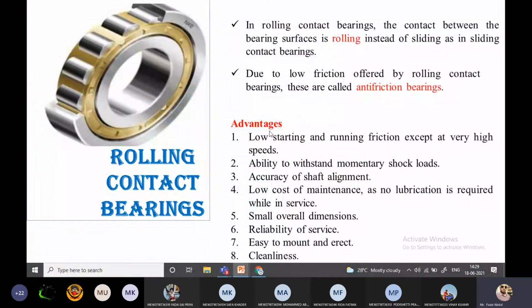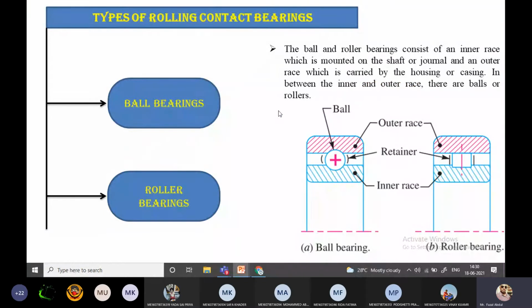So I think you got some clarification about how the bearings work and their applications. Now coming to the types of rolling contact bearings, you have seen ball bearings and roller bearings. If you use balls, based on the application, that is a ball bearing. If you use the element as a roller in between the contact surfaces, that is a roller bearing.